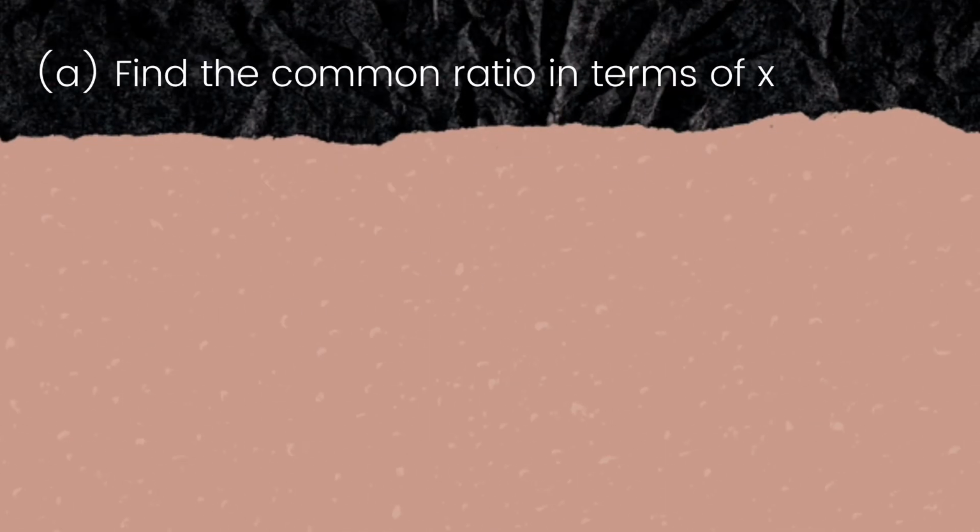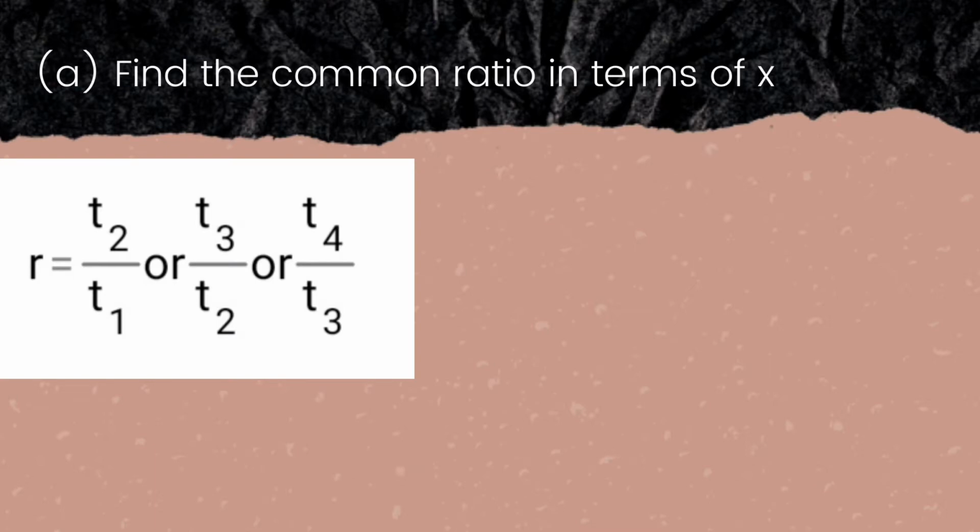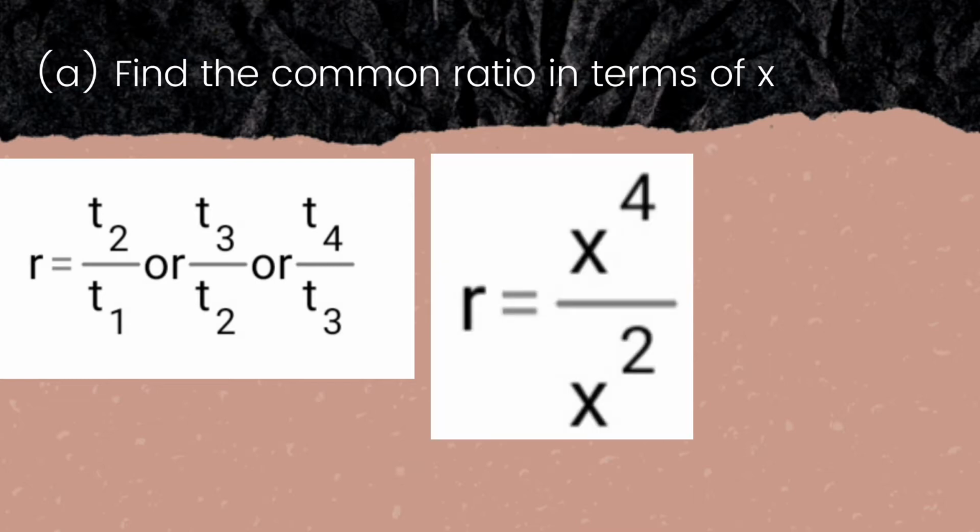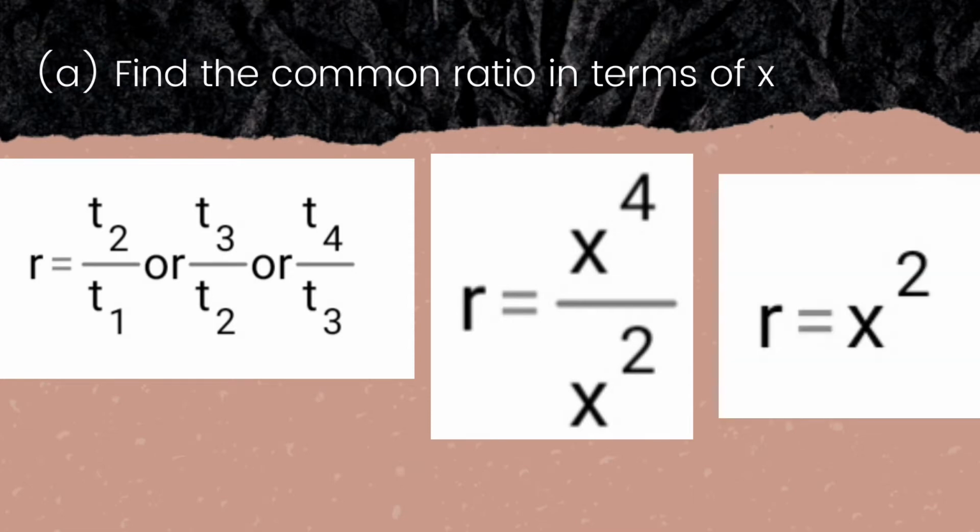Okay, now we are going to find the common ratio. So here, by using the terms given in the question, we can substitute the terms into the formula and then we will get the common ratio. Now here I'm using the third and the second term, which is x power 4 and x power 2. And we will get the answer is x power 2.